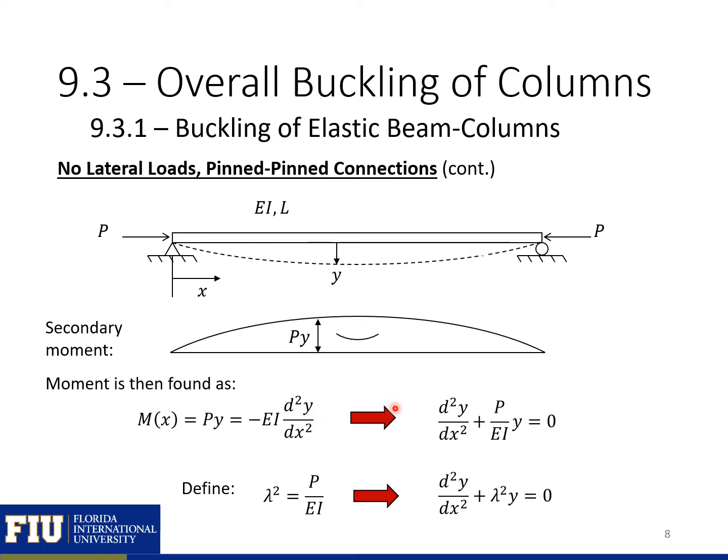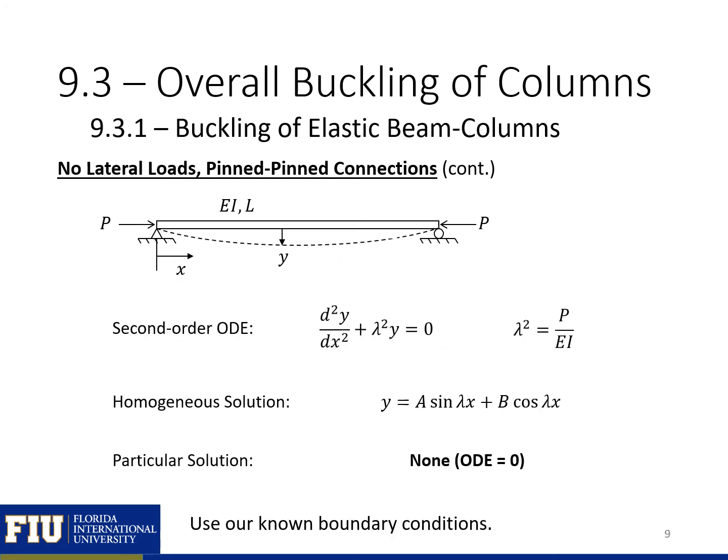We can rearrange, and then we have this differential equation, and we can define lambda squared as P over EI, and we'll have this ordinary differential equation to work with. So we have a second order ordinary differential equation, shown here and equal to 0. With this second order ODE, we have a homogeneous solution and a particular solution.